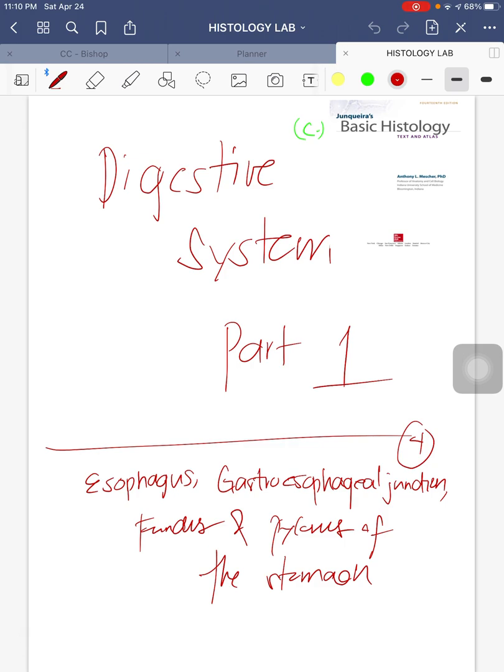So this will be the first part of the digestive system. It was divided into three, and there are just four areas that we'll focus on today: the esophagus, the gastroesophageal junction, and the fundus and pylorus of the stomach. Credits also to Junqueira on the top left, as I referenced them for the material here today.